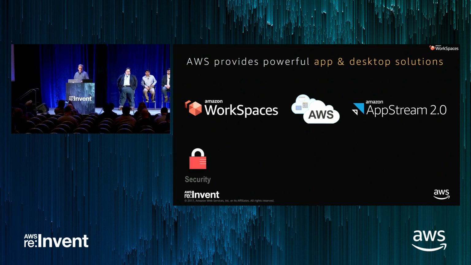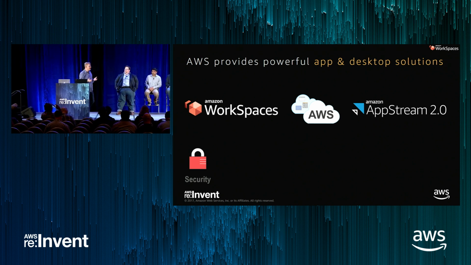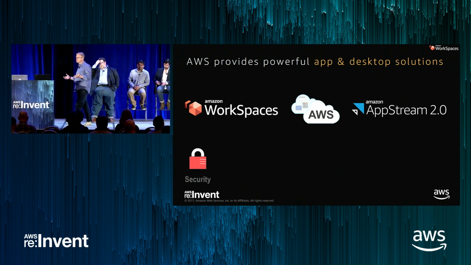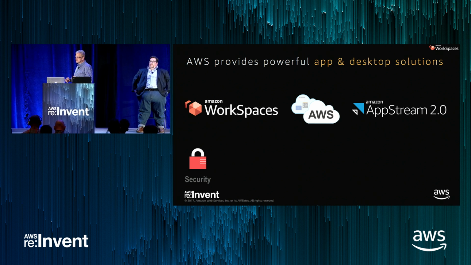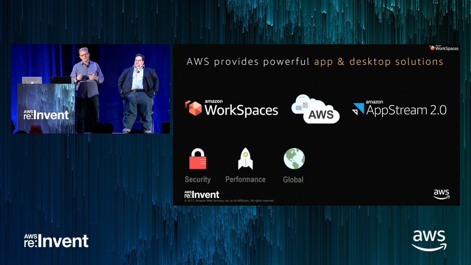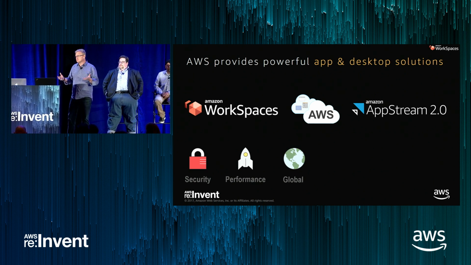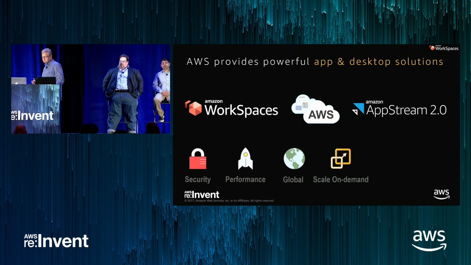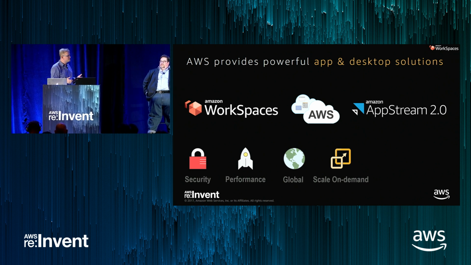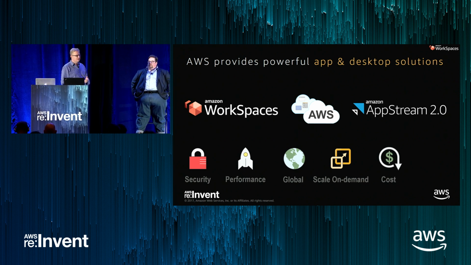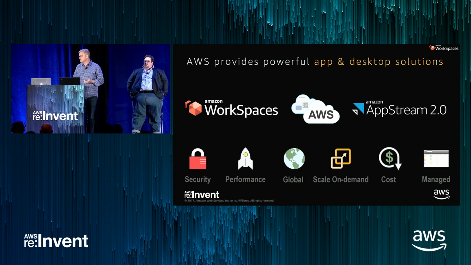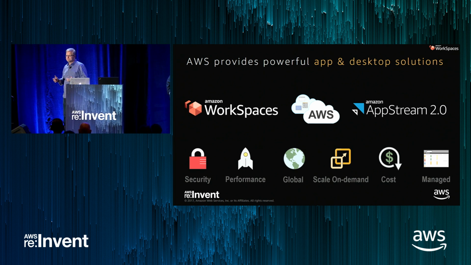So many of you may or may not be aware that AWS provides powerful app and desktop streaming solutions. So the idea here is very simply being able to stream full desktops or individual applications from the cloud. These are provided in a secure fashion, high performance, globally, so you can run those applications and desktops anywhere around the world. You can scale them on demand, so as your business or as your educational needs grow, you've got the opportunity to expand those. And of course, at low cost, paying for only what you need when you need it, and managed in the same way that you manage other AWS services.